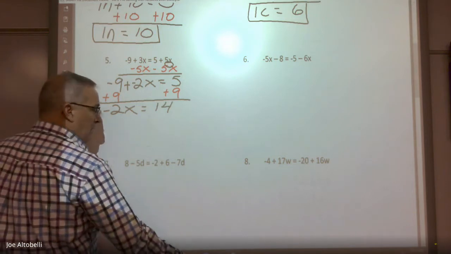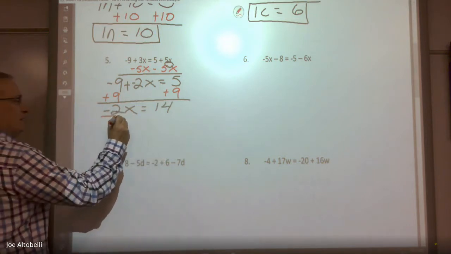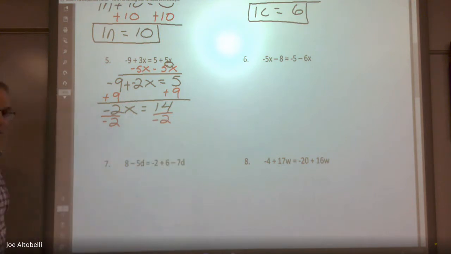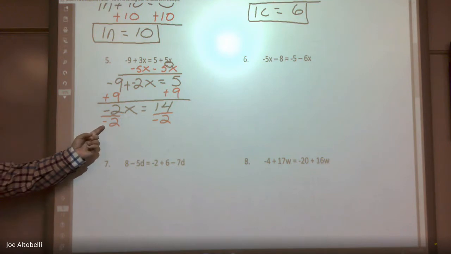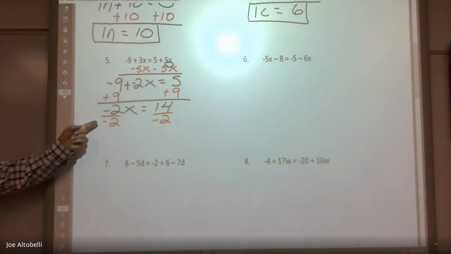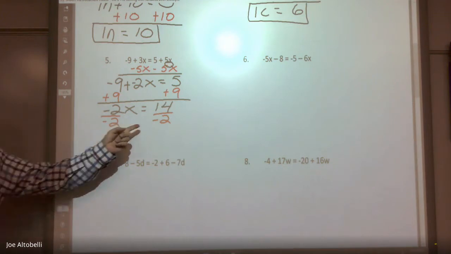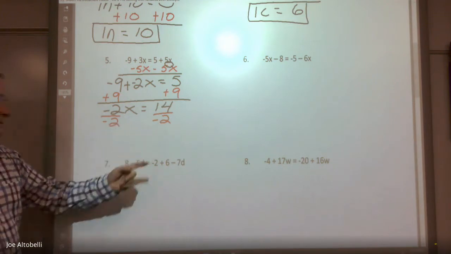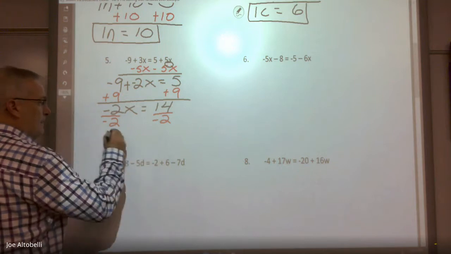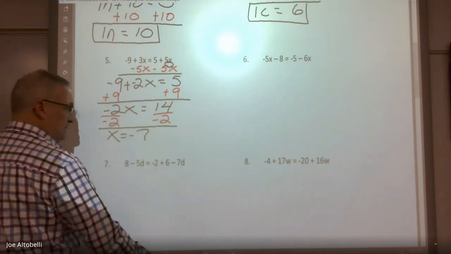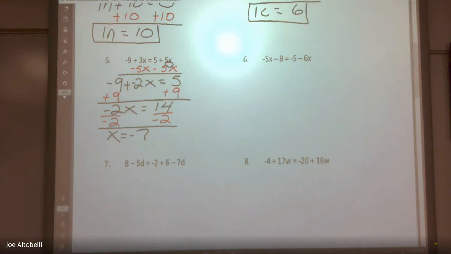To undo the multiplying by negative 2, we divide by negative 2. Another common mistake people do is they forget to write the negative here with this. This is a negative 2x. You have to divide by a negative 2. So then you get x equals a negative 7.